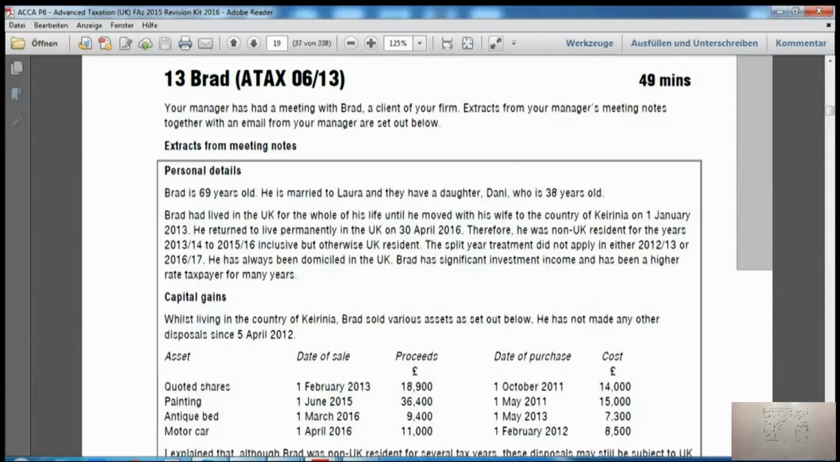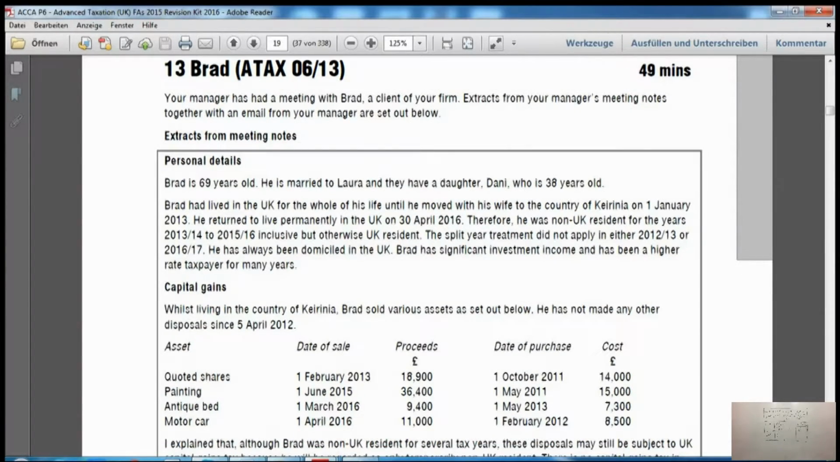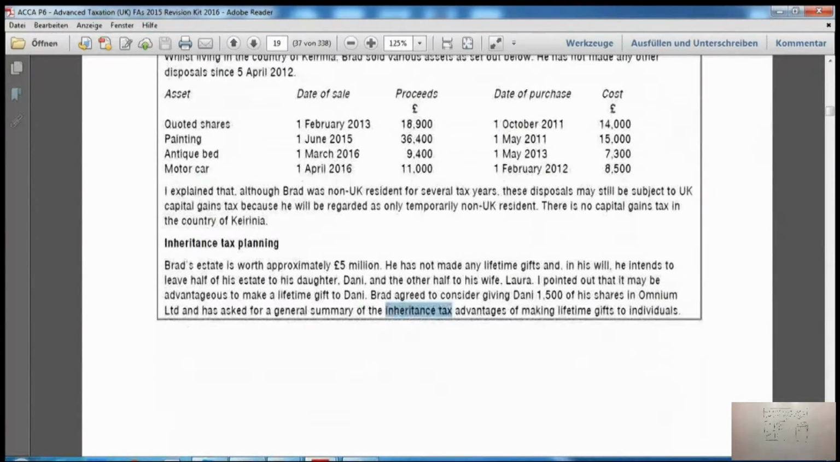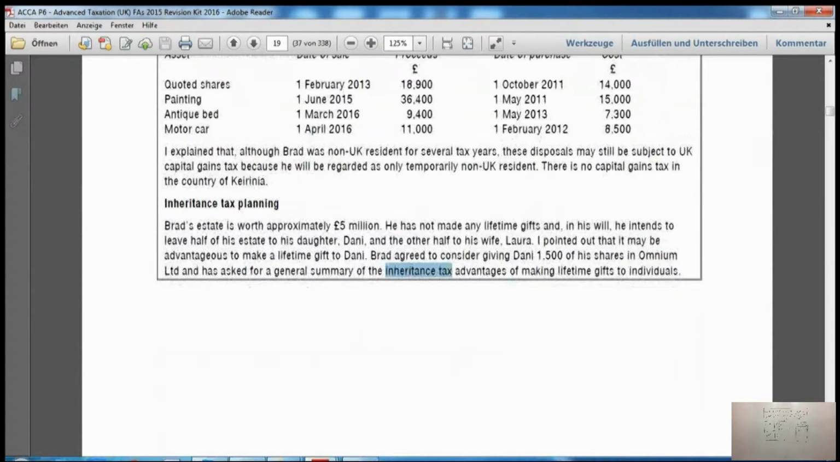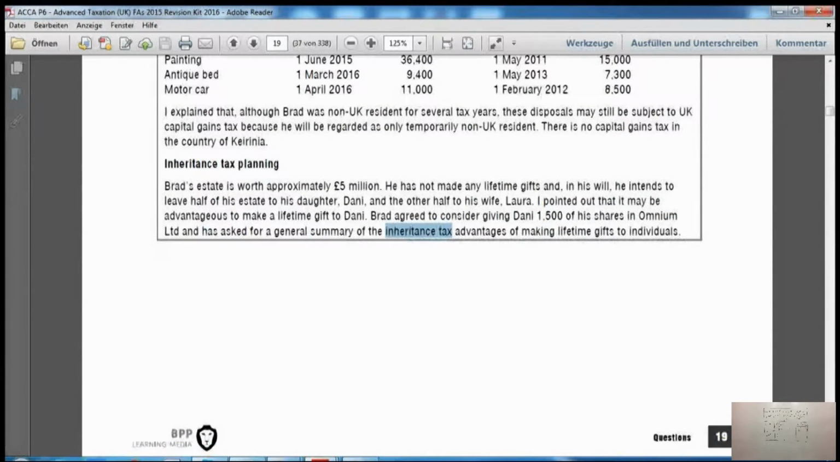It says that Brad's estate is worth approximately £5 million. He has not made any lifetime gifts, and in his will he intends to leave half of his estate to his daughter, Danny, and the other half to his wife, Laura. I pointed out that it may be advantageous to make a lifetime gift to Danny. Brad agreed to consider giving Danny 1,500 of his shares in Omnium Limited and has asked for a general summary of the inheritance tax advantages of making lifetime gifts to individuals.